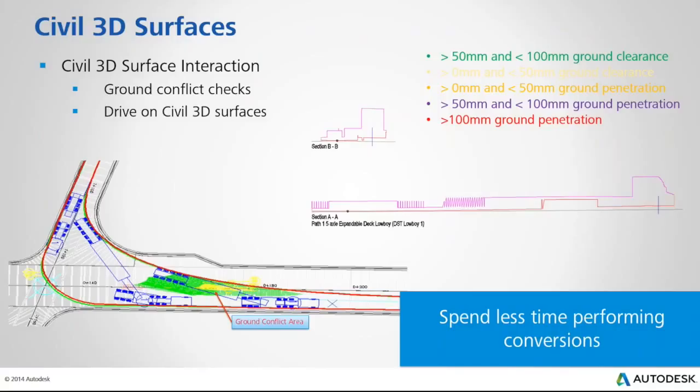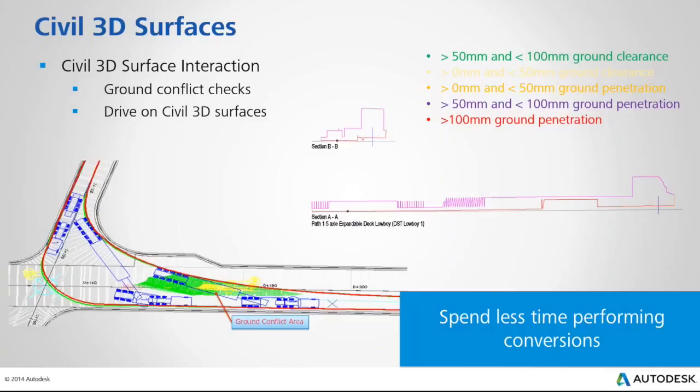So as an example, you can see on the bottom left image here, we're actually utilizing the Civil 3D surface to perform a ground conflict check, so we can see to what extent the vehicle is actually going to impact the roadway. These are hard-coded values in Autodesk Vehicle Tracking. So you can see there we have the green areas saying that we have between 50 and 100 mils of ground clearance. We're starting to get a little bit close there.